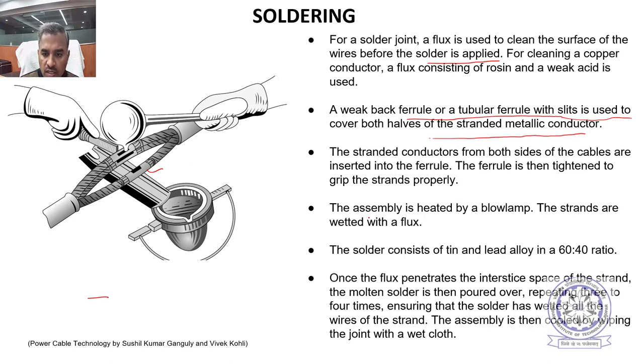Then the assembly is heated by a blow lamp. The strands are wetted with a flux. The solder consists of a tin and lead alloy in the ratio 60:40. Once the flux penetrates the interstice space of the strand, the molten solder is poured over. This is repeated 3 to 4 times, ensuring that the solder has wetted all the wires of the strand. The assembly is then cooled by wiping the joint with a wet cloth. So this is how the soldering of conductors is done.